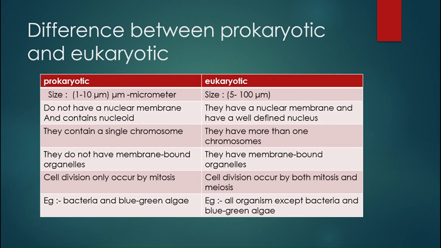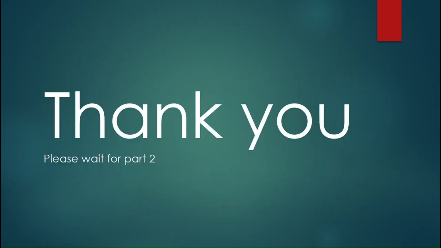Prokaryotic cells do not have membrane-bound organelles since the nuclear membrane is not present, so the membrane-bound organelles cannot be present either. Eukaryotic cells have membrane-bound organelles since they have a nuclear membrane. In prokaryotic cells, cell division only occurs by mitosis, but in eukaryotic cells, it happens by both mitosis and meiosis. Examples of prokaryotic cells are bacteria and blue-green algae, and examples of eukaryotic cells are all organisms except bacteria and blue-green algae.